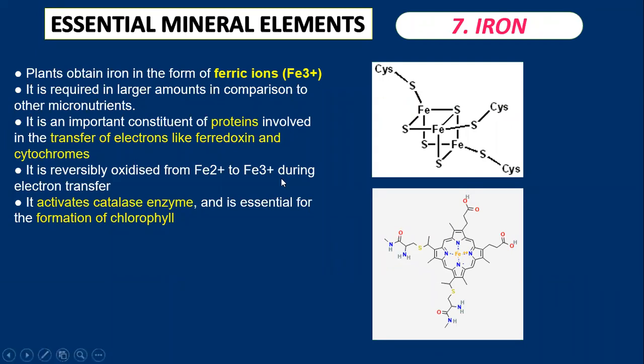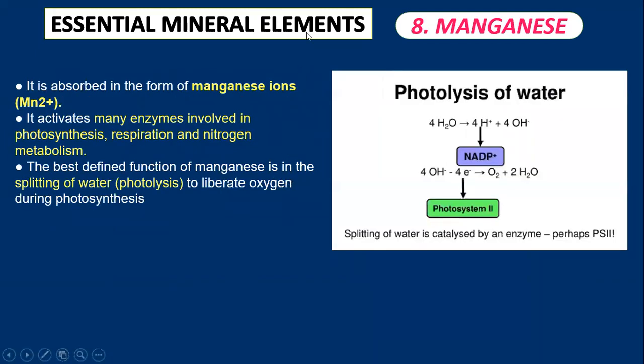Now let's move on with the next element, that is manganese. Manganese is mainly absorbed in the form of Mn2+ ion. It activates many enzymes involved in photosynthesis, respiration, nitrogen metabolism, etc. The best defined function of manganese is the photolysis of water. In your 10th standard, you have studied this: photolysis of water is known as splitting of water, in the chapter Life Processes.